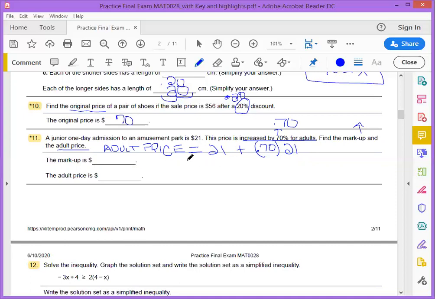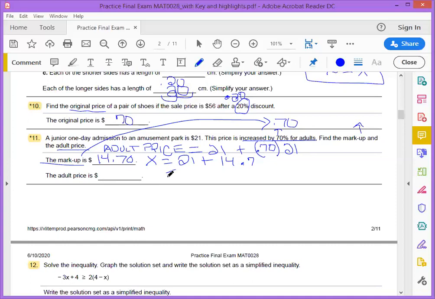All right, and we want to solve this to figure out what the adult price would be, right? And we also need to know the markup. The markup is simply what is that 70% increase. All right, so let's go ahead and begin solving this problem. We have x. Since we don't know the adult price, we'll just use x equals 21 plus 0.70 times 21, you'll get 14.7. Now this is our markup, 14.7. That's how much of an increase you find. And in dollars and cents, that represents $14.70.